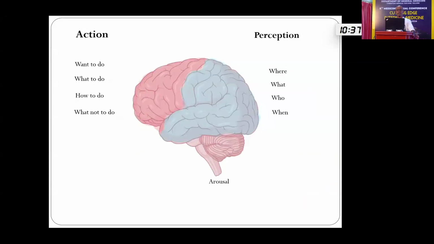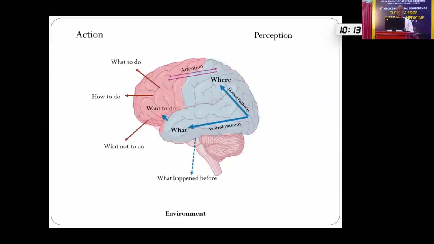So I told you the entire back of the brain is for perception, everything in front is action, and at the base, the brainstem is arousal. Once arousal is normal, what you need to do when you perceive things in the environment is where, what, who, and when. And action is to do, which is motivation, that is wanting to do, how to do, and what not to do. So the entire brain function can be summarized like this, and this can be a very useful bedside theory.